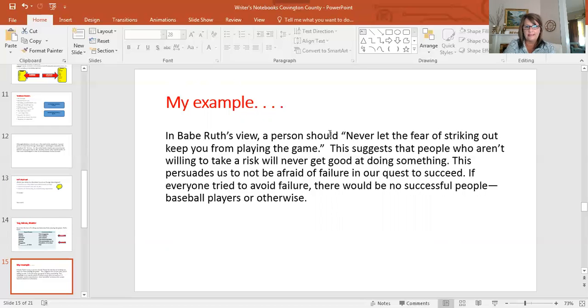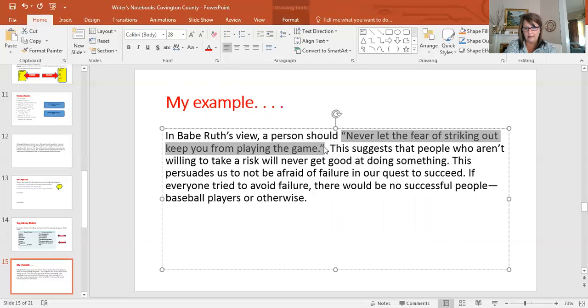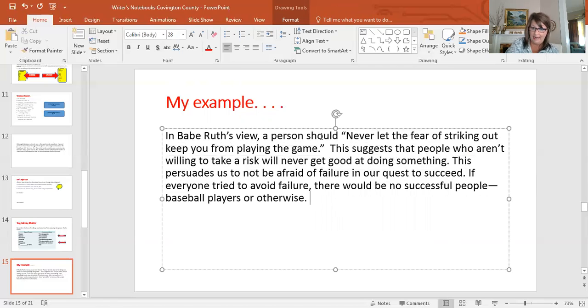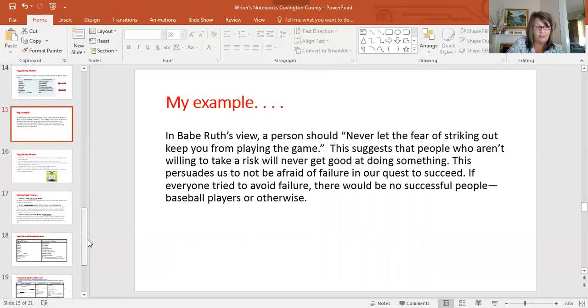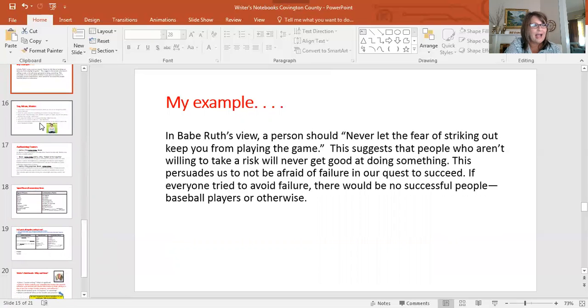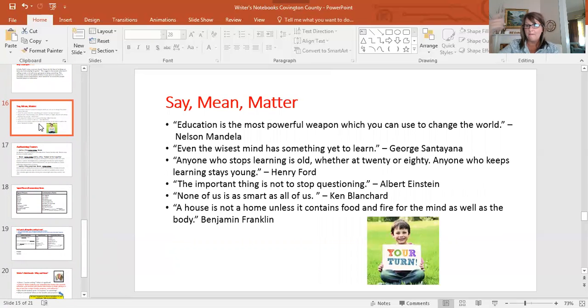So here's what Babe Ruth said, here's what it means, here's why it matters. This sentence is why it matters maybe to me personally, and this is how it matters, makes a difference to society. Okay, so say, mean, matter. That's another thing you can do in writer's notebooks. And before I give you your turn to do one in a Padlet, we're just going to jump ahead to how you can bump it up.